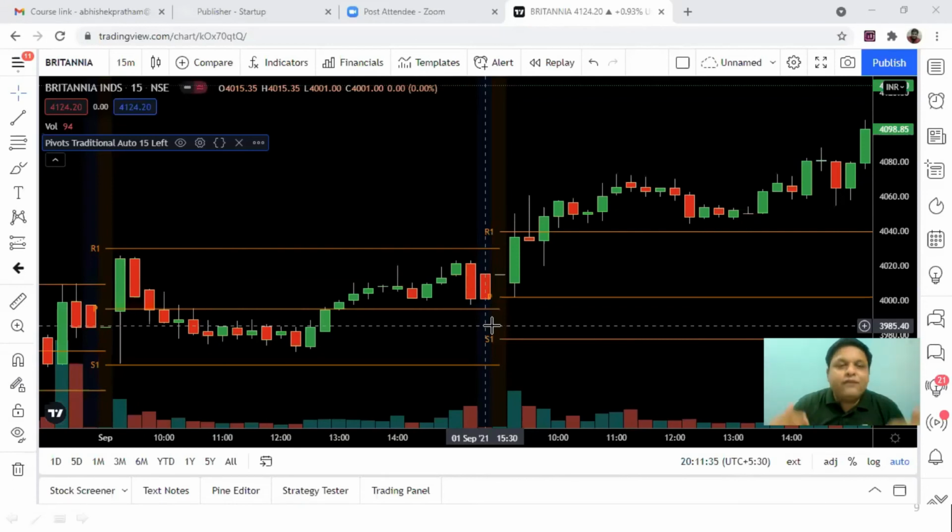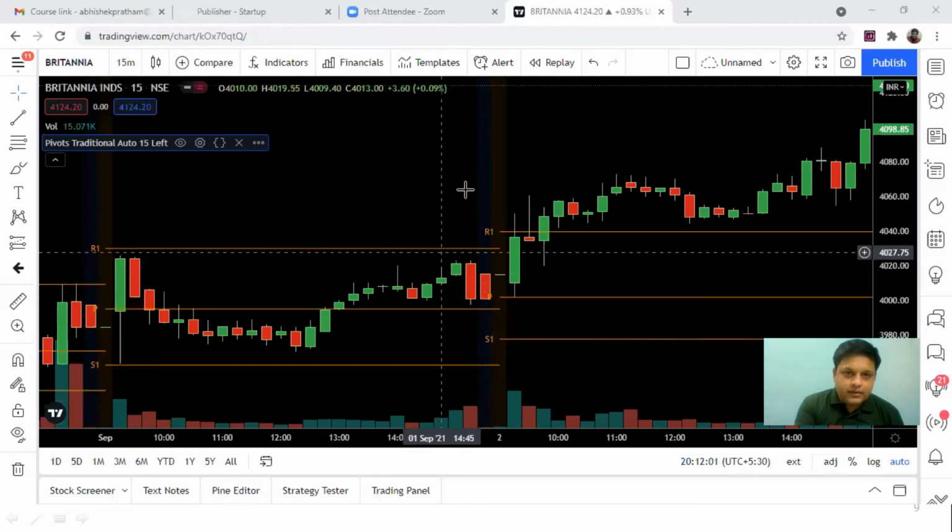So guys, see, if I want to trade a breakout, do I need a support and resistance or not? I need it. Either I can draw it with my naked eye, or I can use an indicator. For this purpose, we have used this particular indicator.